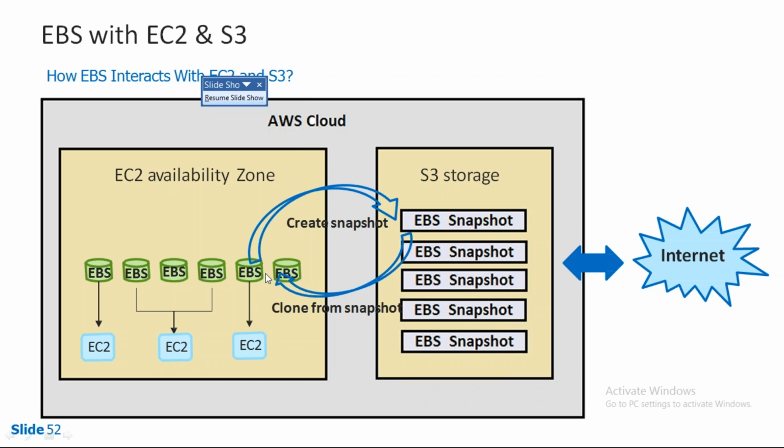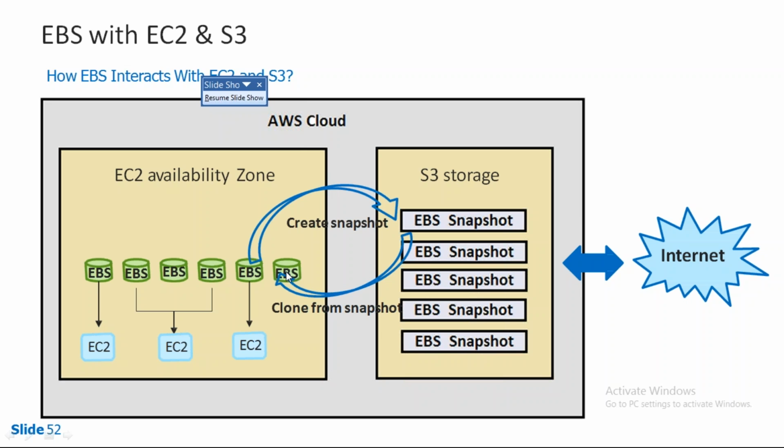So this is the EBS volume. From this EBS volume, we have created a snapshot, and from this snapshot, we are trying to clone. It's nothing but we are creating another EBS volume directly, just like that. So it is possible that you can create any number of volumes from a snapshot, and not only a number of volumes, but also in different availability zones.